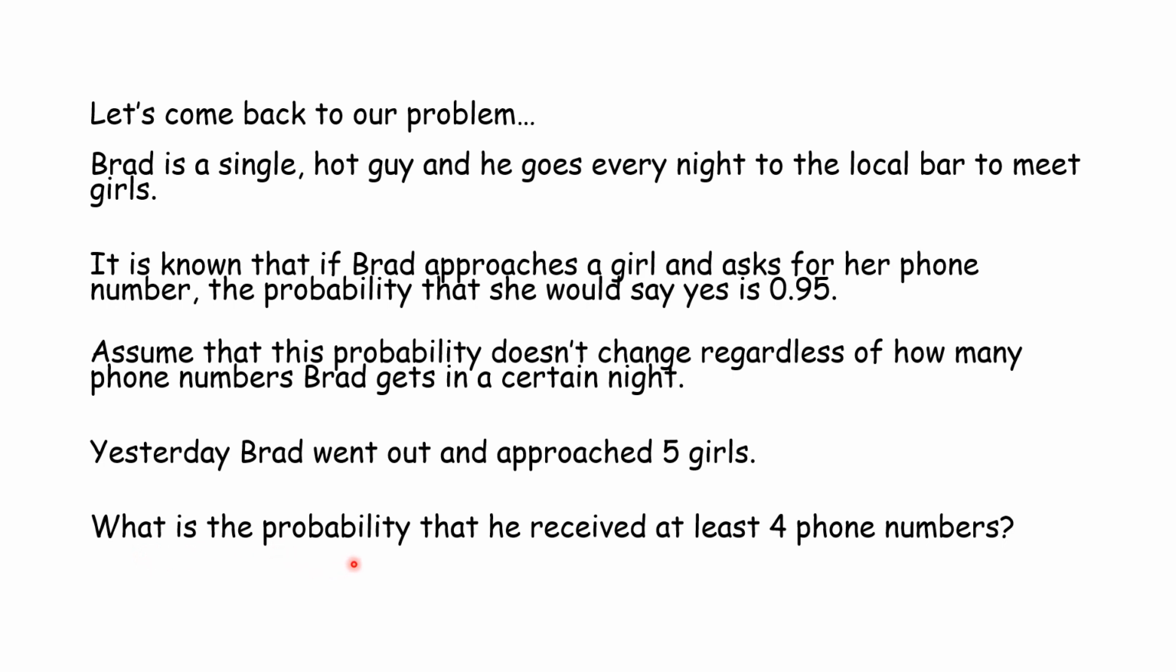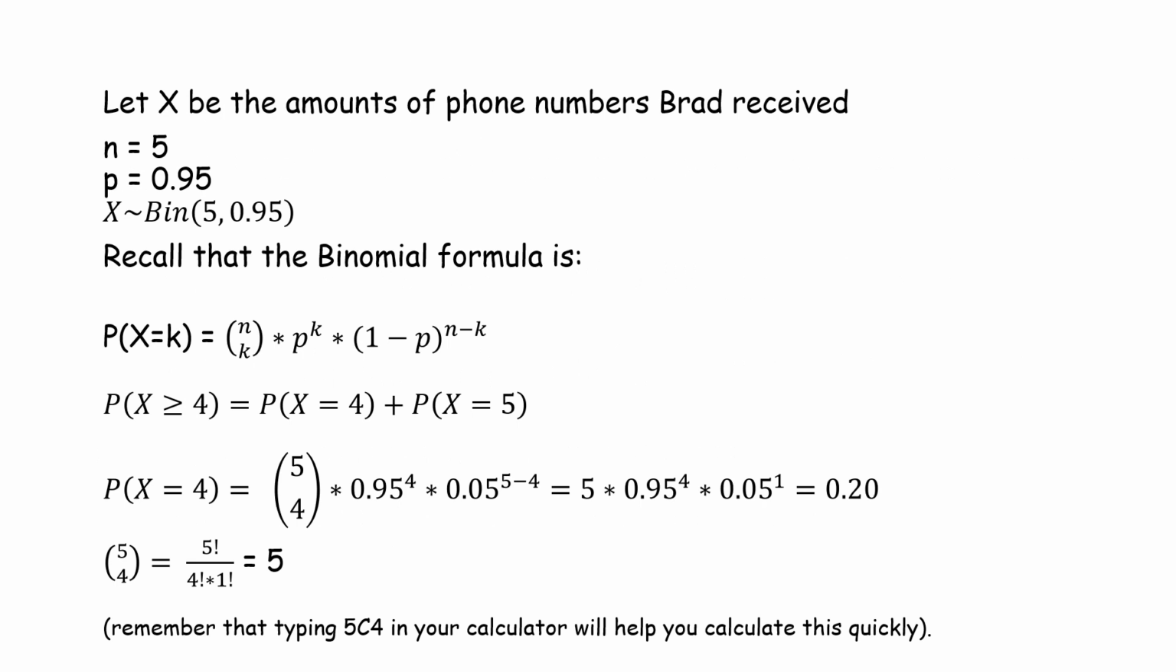And we want to calculate the probability that Brad received at least 4 phone numbers. Let x be the amount of phone numbers Brad received. Remember that n equals 5, p equals 0.95, and we can just write it that way, which means x is binomially distributed with n equals 5 and p equals 0.95. Recall that the binomial formula is the following.